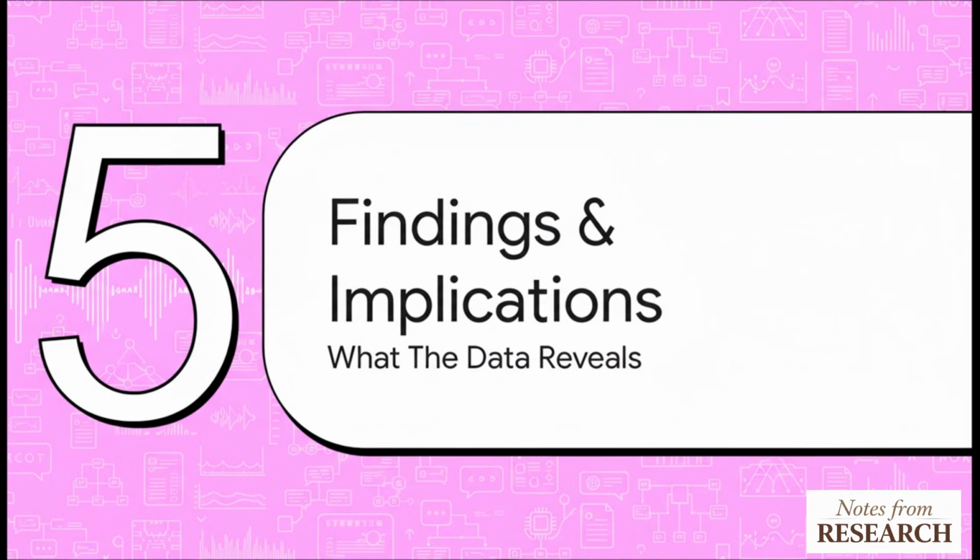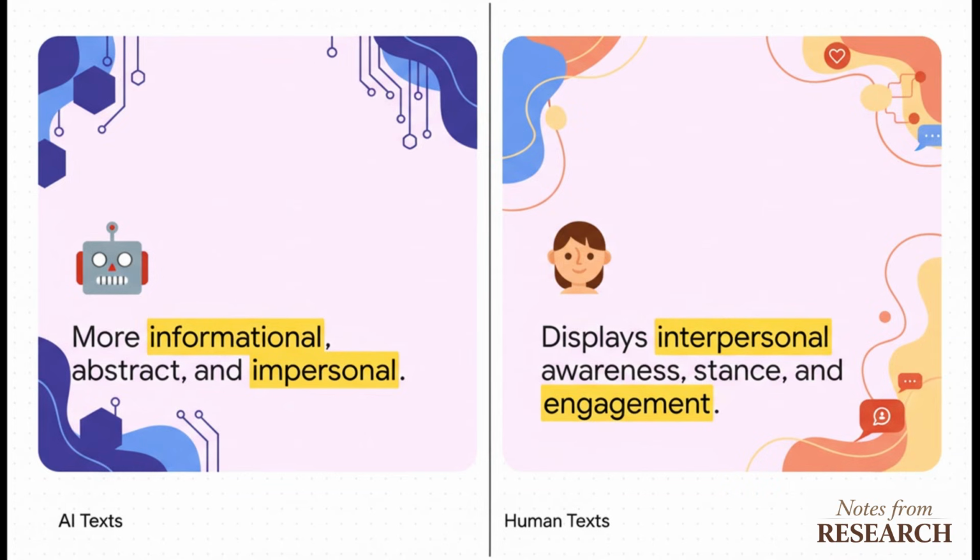All right, so the stage is set. We have the human texts, we have the AI texts generated through this rigorous process. Now, for the most important part, what did the comparison actually reveal? Let's get into the findings and their implications. The results of the MD analysis were stark. The AI-generated texts were consistently found to be more informational, more abstract, and more impersonal in their linguistic makeup. In sharp contrast, the human-authored texts, even though they were also artificial, consistently showed linguistic features associated with interpersonal awareness, expressing a stance and engaging the reader. The two types of artificial texts were not functionally equivalent at all.